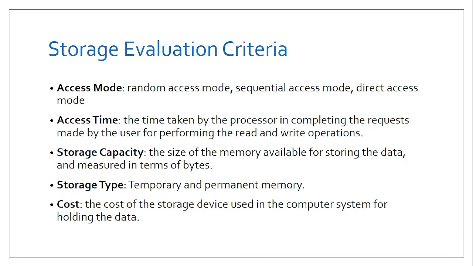Now, if you want to purchase, or recommend, or get to understand the kind of storage device to use, we need to look at this particular criteria. First of all, it's important to understand the access mode that a storage device uses. Does it use the random access mode? The sequential access mode? The direct access mode? You have already mentioned random access, for which you can use magnetic disks. Sequential, you can use magnetic tapes. Direct, you can use magnetic disks.